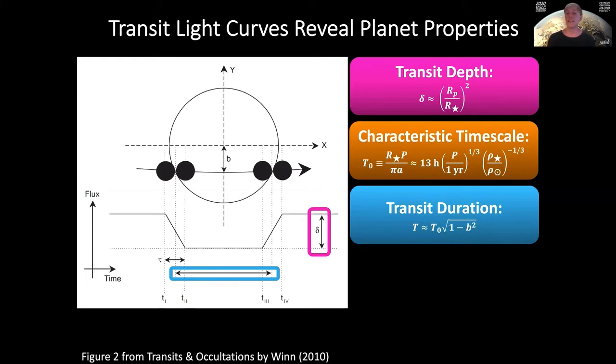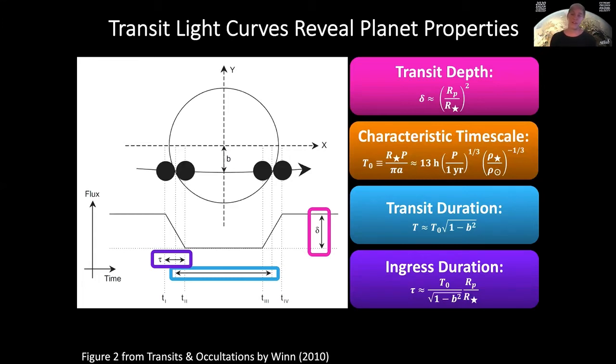And finally, the transit duration itself, T, is represented by this blue line down here. That's the amount of time that the planet spends crossing the disk of the star. And we can relate the transit duration, T, to this characteristic timescale multiplied by the square root of 1 minus b squared. As a reminder, b is the impact parameter. So if your planet is crossing near the center of the star's disk, then the transit will last longer. Whereas if the planet is crossing near the edge of the star's disk, the transit will be much shorter.